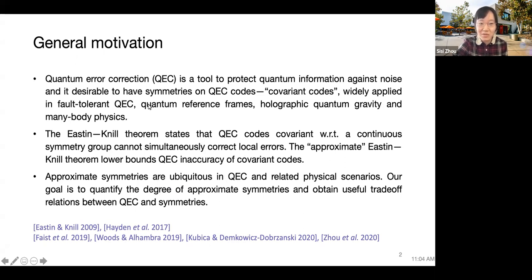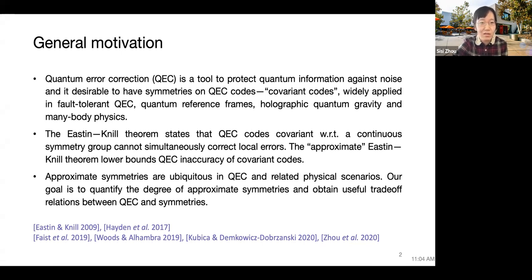For example, in fault-tolerant QEC, we usually just consider exact error correcting codes, but the symmetry is kind of approximate. Also in other physical scenarios, for example in condensed matter systems and high energy physics, it is desirable to consider approximate symmetries, because exact symmetry is sometimes forbidden. So our goal is to find a general way to quantify the degree of approximate symmetry, and obtain useful trade-off relations between error correction and these approximate symmetries.